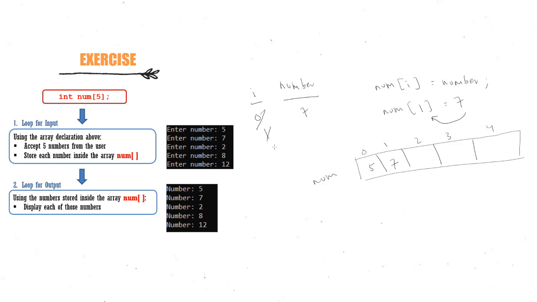If you move on to the next i, which is 2, the next number is 2, so 2 will be stored inside index 2. Then we move on to the next i, which is 3, and the next number is 8, so 8 will be stored inside index 3. And lastly, we have the number 12. 12 will be stored inside index 4. So this will be 12. And this is how you fill up your array: you store your data inside the array one by one by accessing the index.